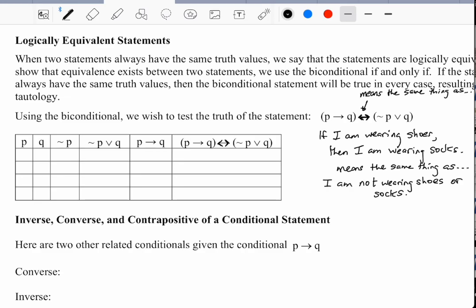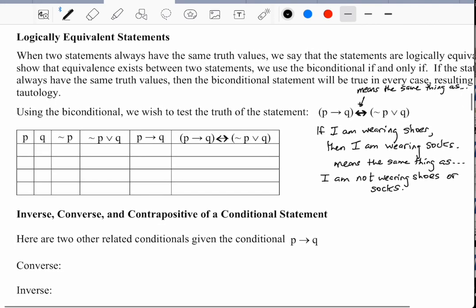But I can tell you that when we get to probability, evaluating probabilities involving if-thens is way more complicated than just simple ors. All right. So if we can transition from an if-then to an or, we will make our lives easier.